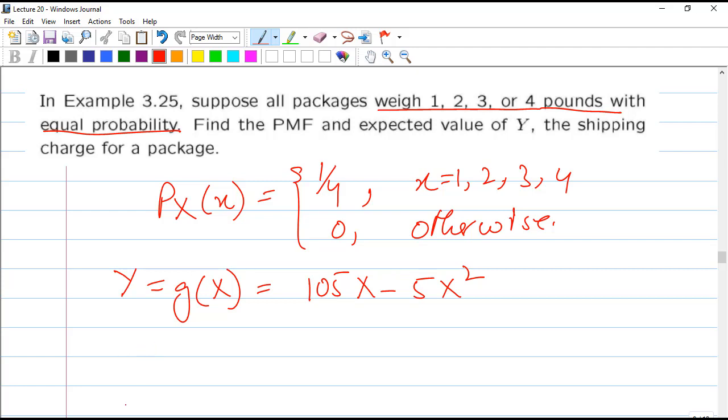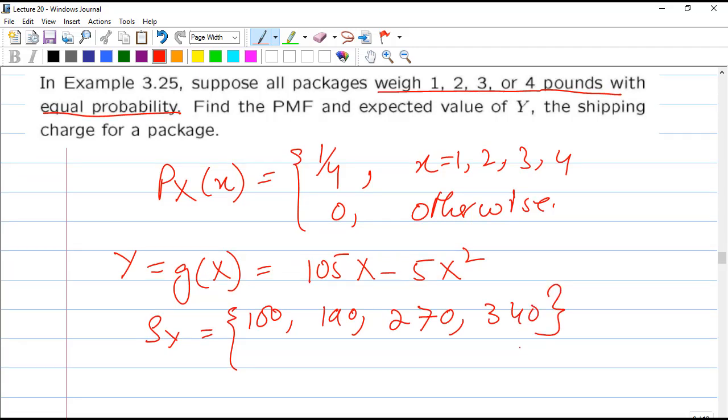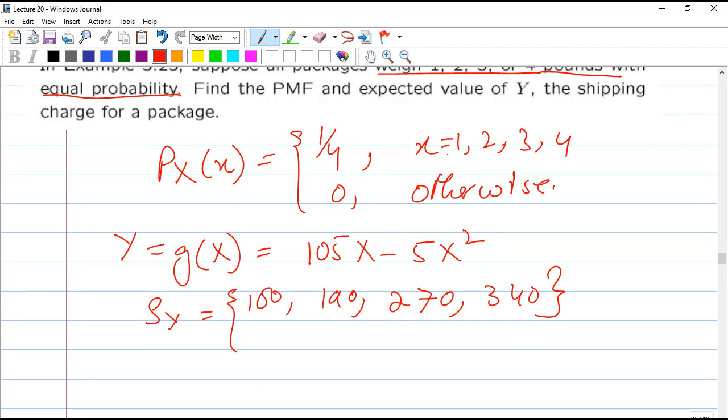So range of y will be simply by putting the values of x into this function. For x equal to 1 it is 100, for x equal to 2 it is 190, for x equal to 3 it is 270, and for x equal to 4 it is 340. So now this is the range of y, and we can see that for each value of x we have got a single value of y out of this function. So we are good and easy to go.